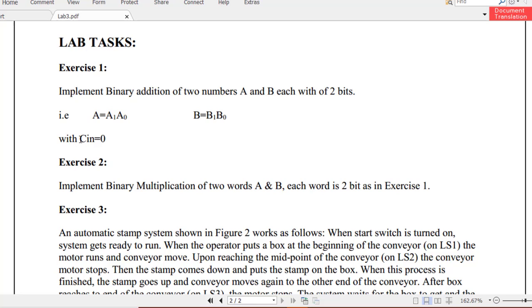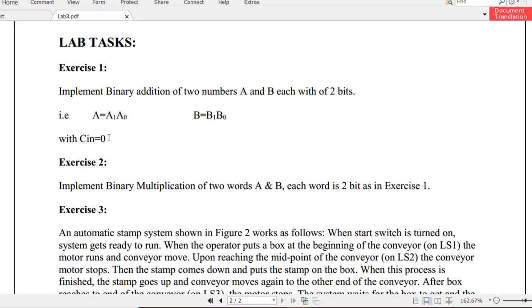But the main point is that these carry bits would be internal utility relays, intermediate outputs that we would be referring to in the next coming circuits or logics, so that the carry information can be transferred to the next bit.